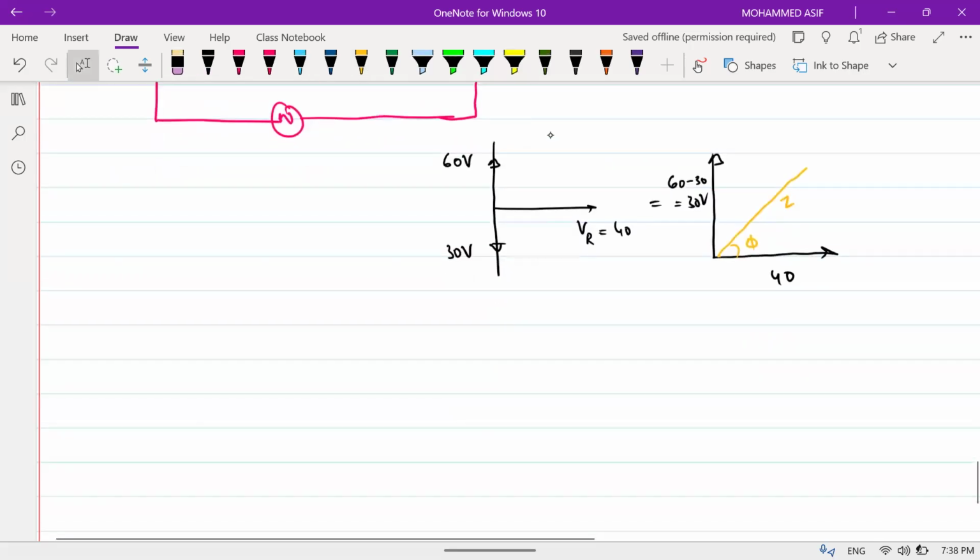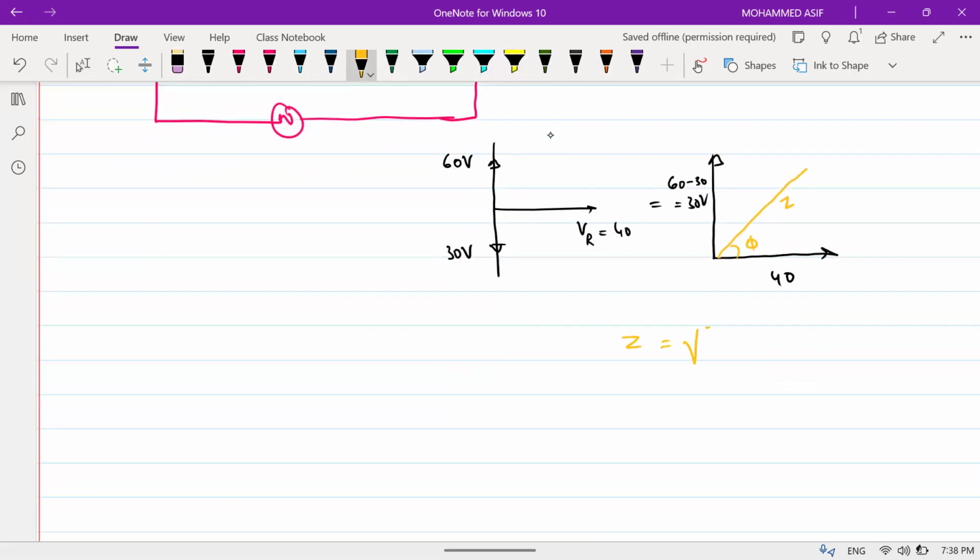So what will be the Z? Z is equals to under root of R square plus (XL minus XC) whole square. That is 40 whole square plus 30 whole square. So how much will it be? Under root of the same. This one is 1600 plus this is 900. So this will be equal to how much? 50, sir. Volt.